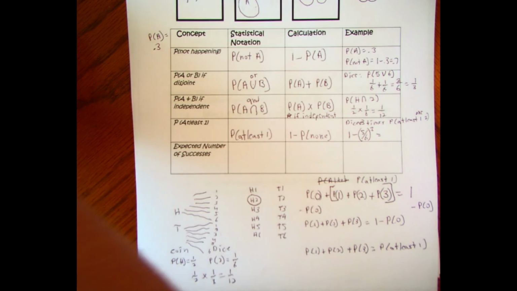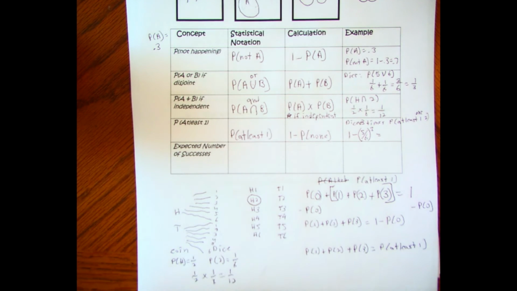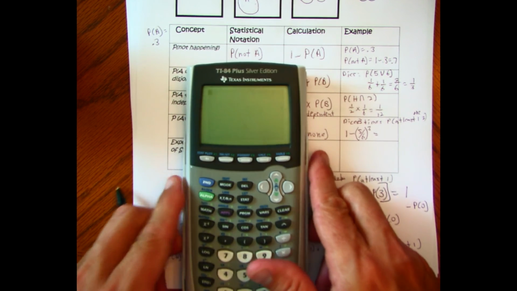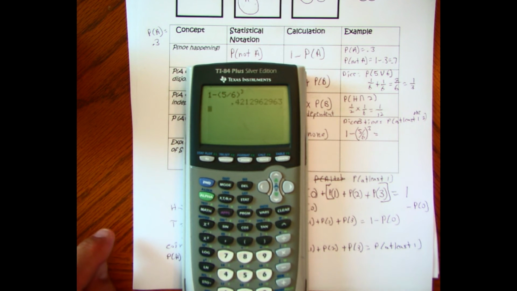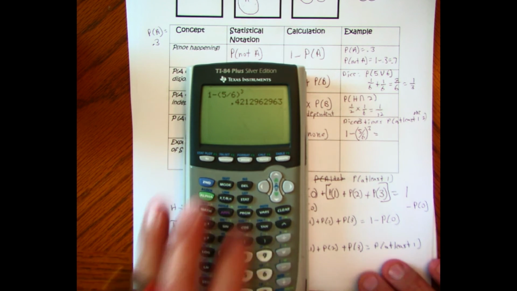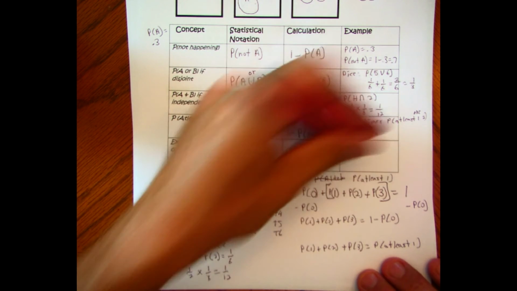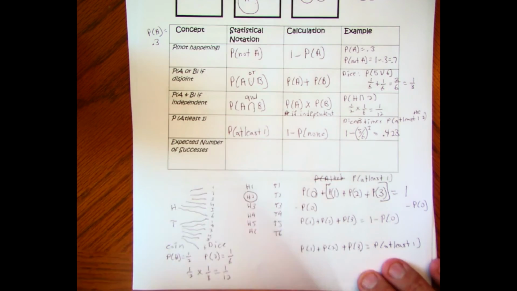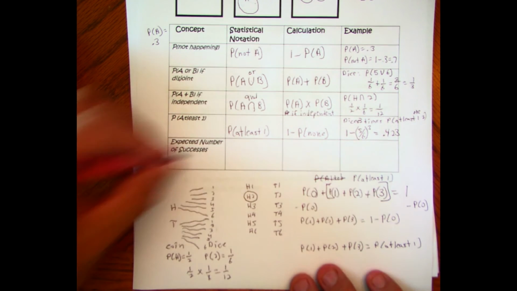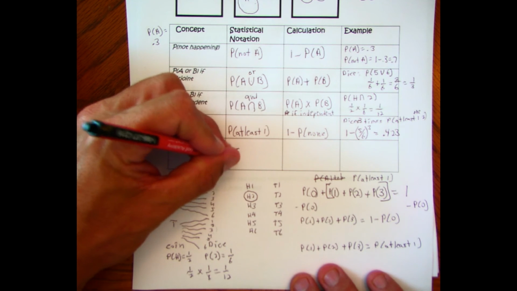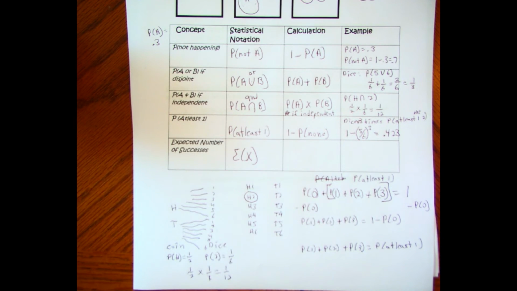If we do that out in our calculator, 1 minus 5/6 cubed is about 0.423. So the probability that we would get at least one 2 if we were to roll a dice 3 times is 42.3%. Expected number of successes is E sub x, not E of x.